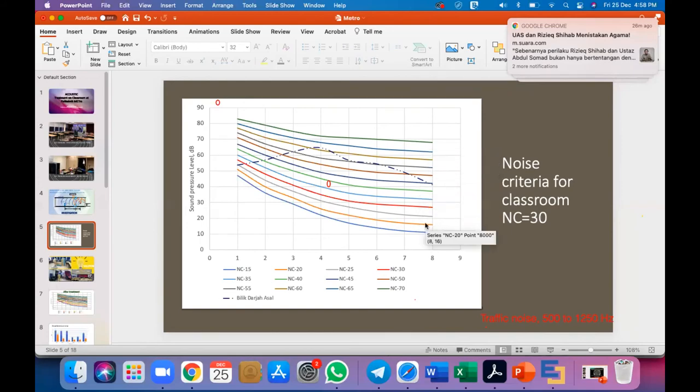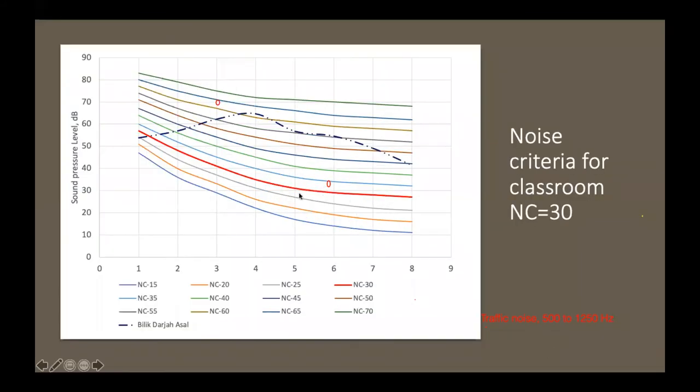Actually, this is to measure the room background noise. Just now you got the value of background noise within 30 minutes, so you get the average for the 30 minutes for the frequencies. Then you can plot. I forgot to change this one. This is the frequency, not 1, 2, 3. So you must measure the background noise using the frequency. This is the original plot, the colorful lines here. For the classroom, it must be NC30, the red one here.